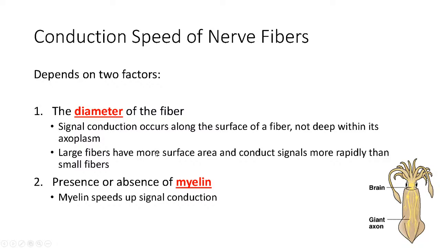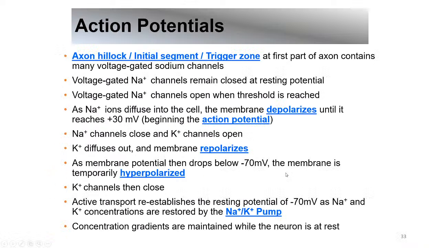Good. The presence or absence of myelin. Not all nerve fibers are going to be myelinated. In the peripheral nervous system, yes, they will be myelinated. In the central nervous system, there are some exceptions where they will not be myelinated.